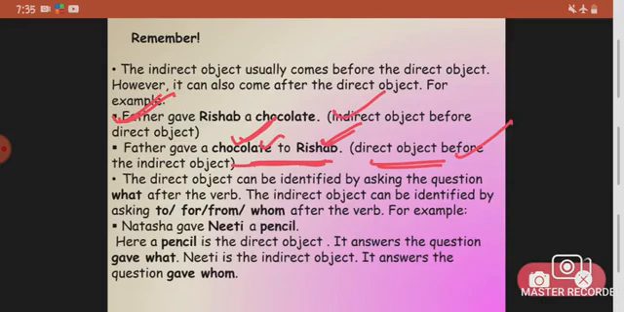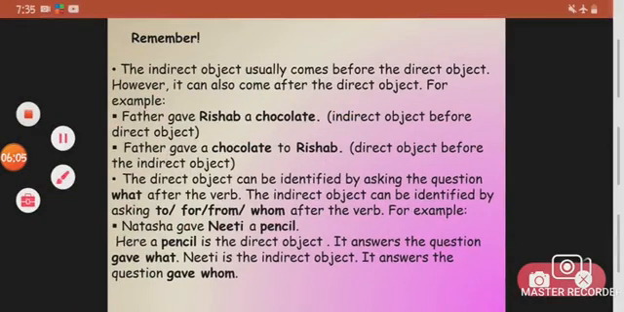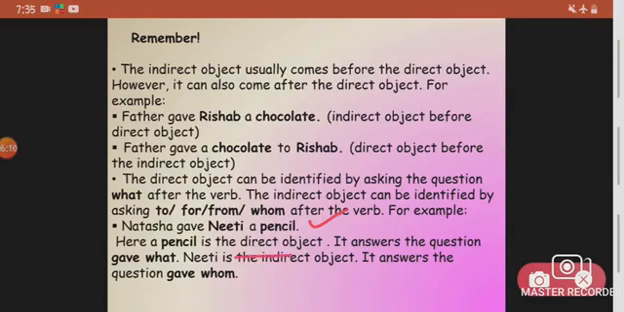The direct object can be identified by asking questions like what. This is important after verb. And indirect can be identified by asking to, for, from, and whom after the verb. I'll explain this with the help of an example. See, Natasha gave Neeti a pencil. Here pencil is a thing, hence it's a direct object. And also, why it is a direct object? Because it answers the question gave what? Natasha gave what? A pencil, right?